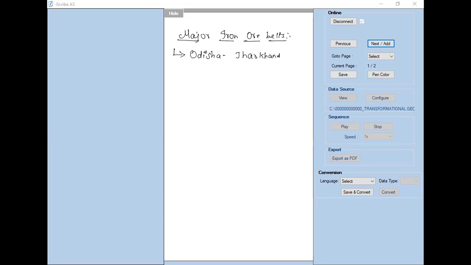Yes, sir. Consider this is Peninsular India. Here we have Odisha, and here we have Jharkhand. Both are adjoining like this. So in this eastern part of India, we have the iron ore belt, the Odisha-Jharkhand belt. This is Odisha. This is Jharkhand.